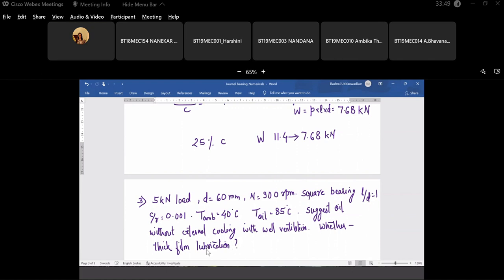So how do we check whether it is thick film lubrication? What is the criteria to check whether it is a boundary film, thin film or thick film? Which is the governing parameter? Vaishnavi? Zn by P? No. Which parameter talks about the film thickness? Ma'am, viscosity, maybe. No.